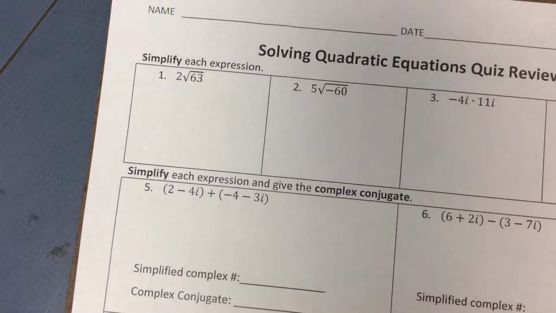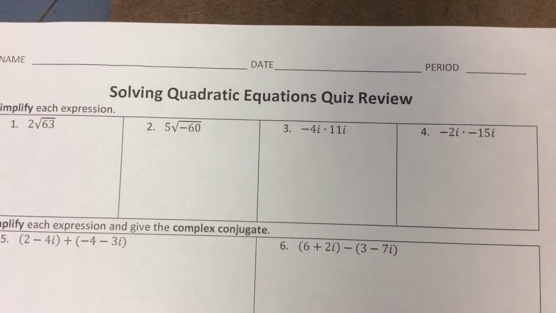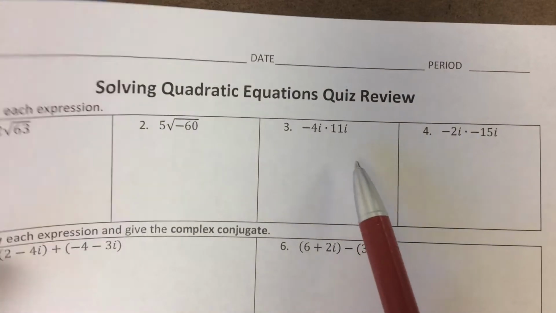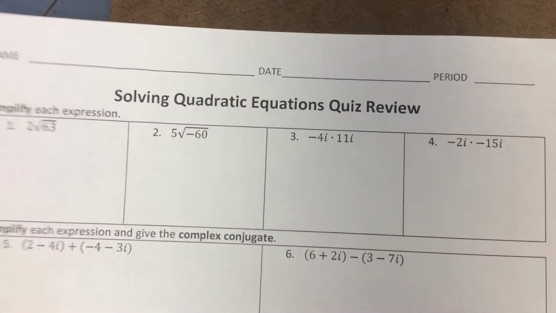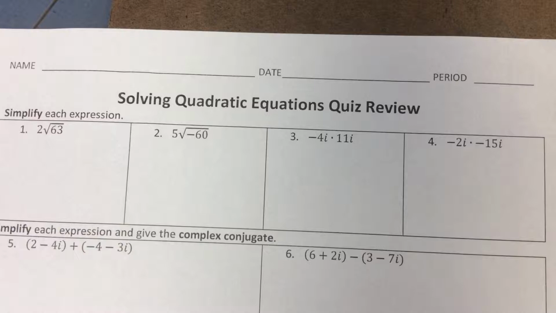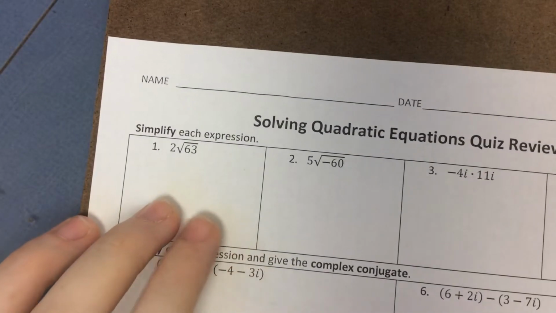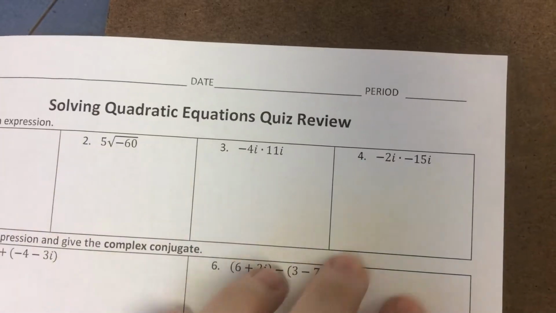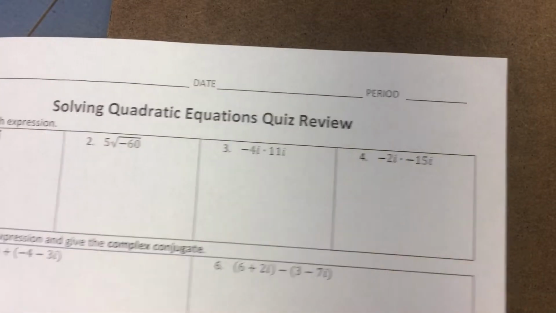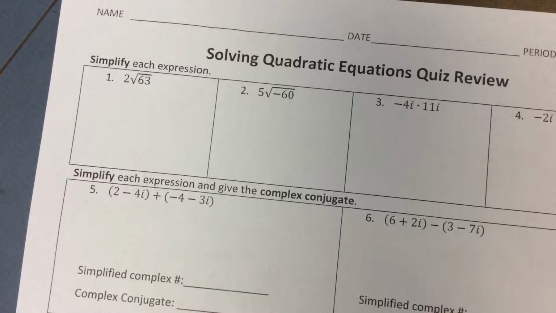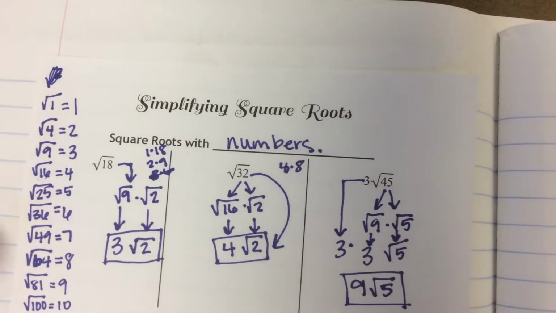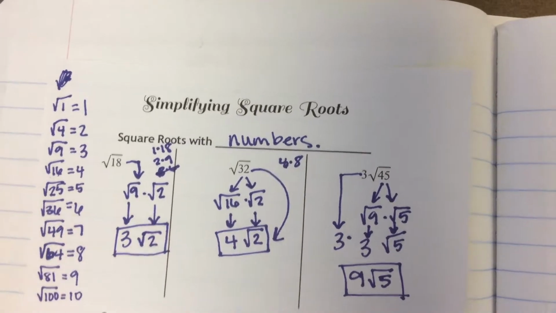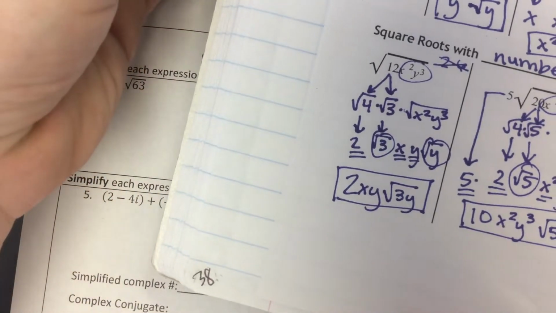Okay, today we're going to go over the quadratic equations quiz review, just to get you started on that. Problems 1 through 4, you're simplifying square roots, and then you have some i's here, that's imaginary numbers. This is what your notes should look like. Simplifying square roots, this is on page 38.